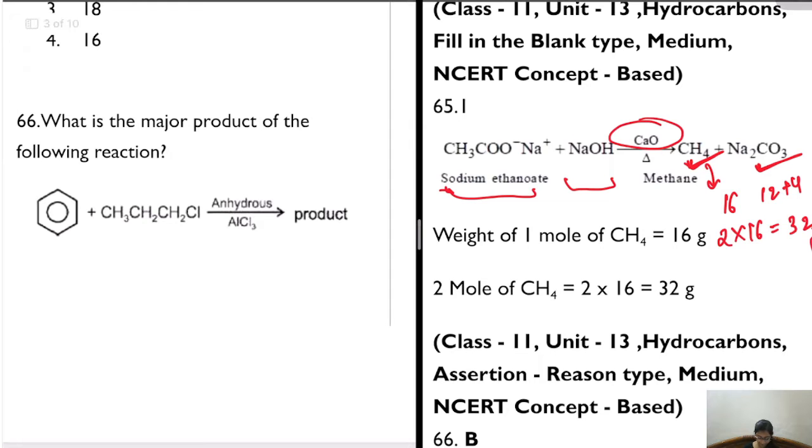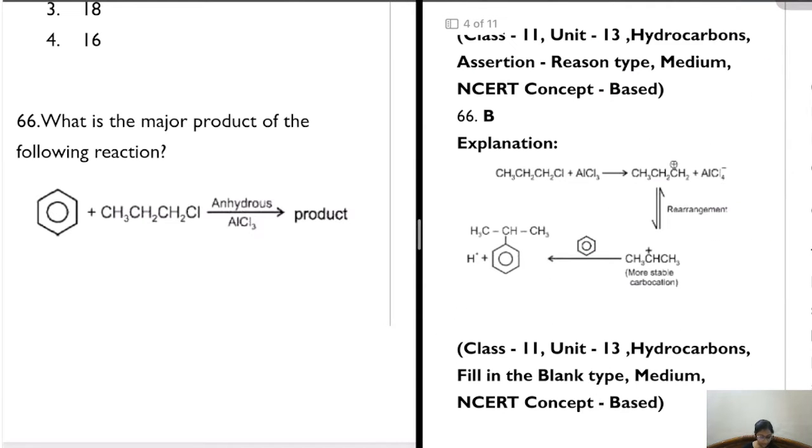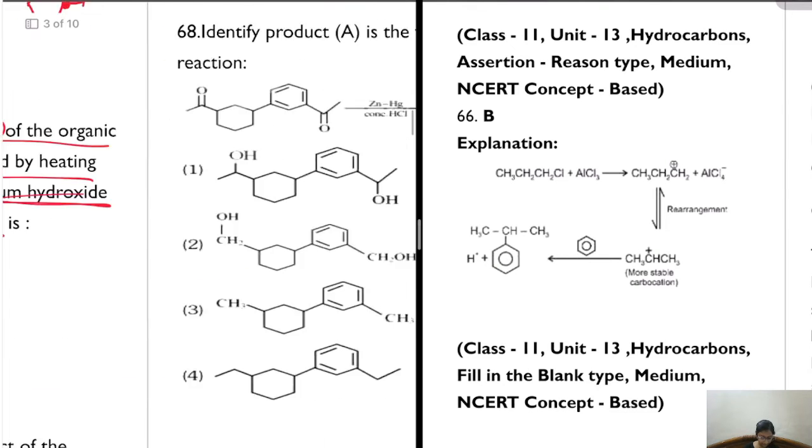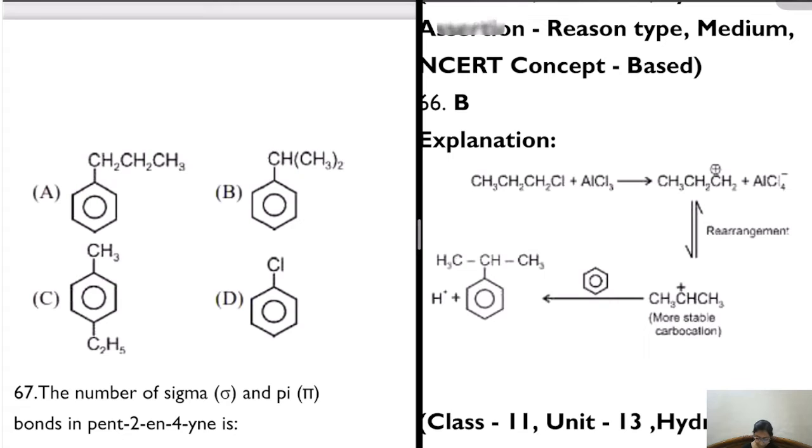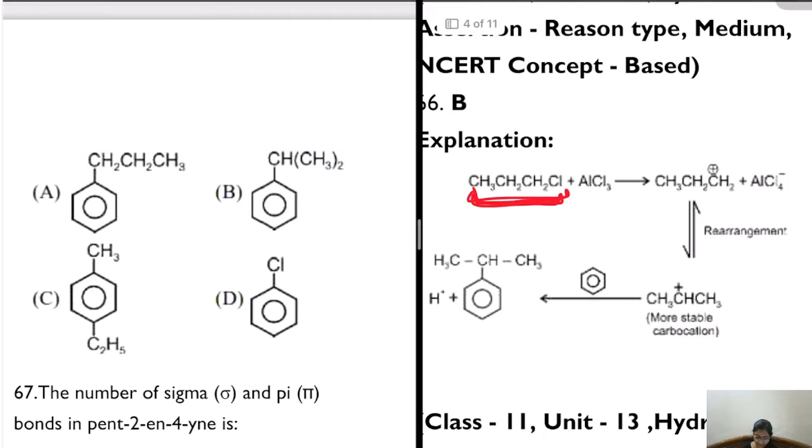Now let's see the next question. What is the major product of the following reaction? This is the reaction given to us. Friedel-Crafts reaction. Then what is ours? The product. Okay, let's see what is said. Here we have n-propyl group attached to chlorine, chloropropane. Then we have AlCl3. So what happened first? We'll have the formation or the generation of carbocation. What will be the carbocation formed?